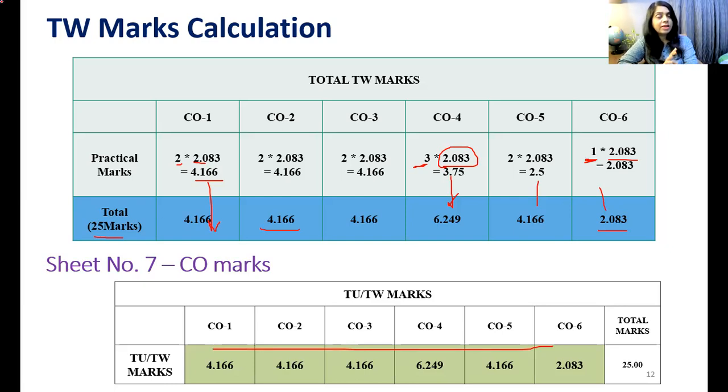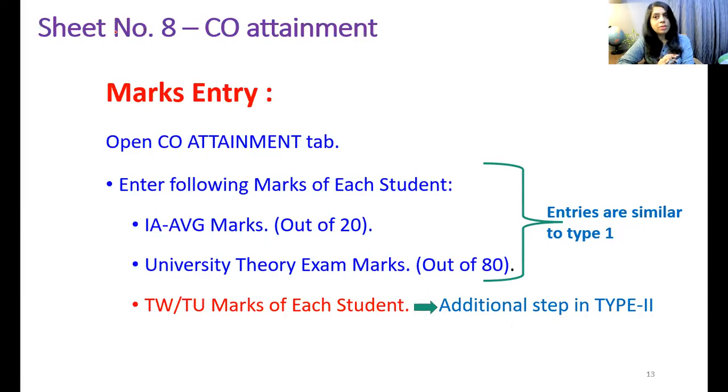Same procedure, only I have explained 2 different cases. It is only for 25 marks term work. I am talking about only 25 marks term work and not about practicals. Then open sheet number 8 out of the provided Excel sheet, that is for CO attainment.